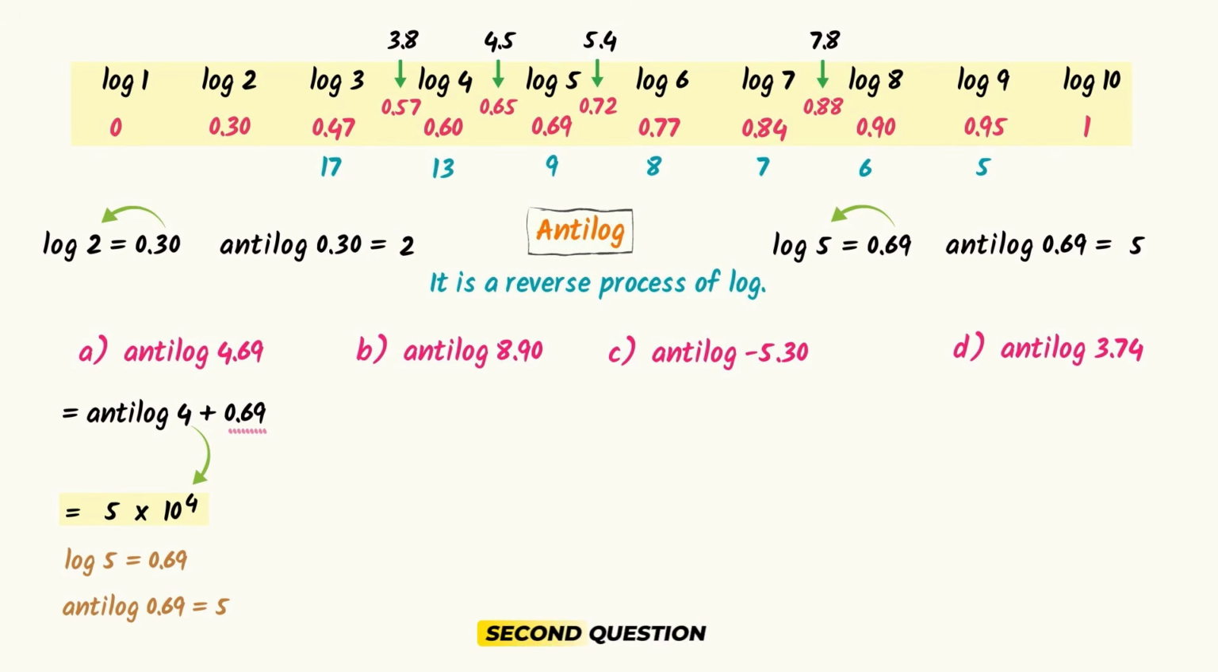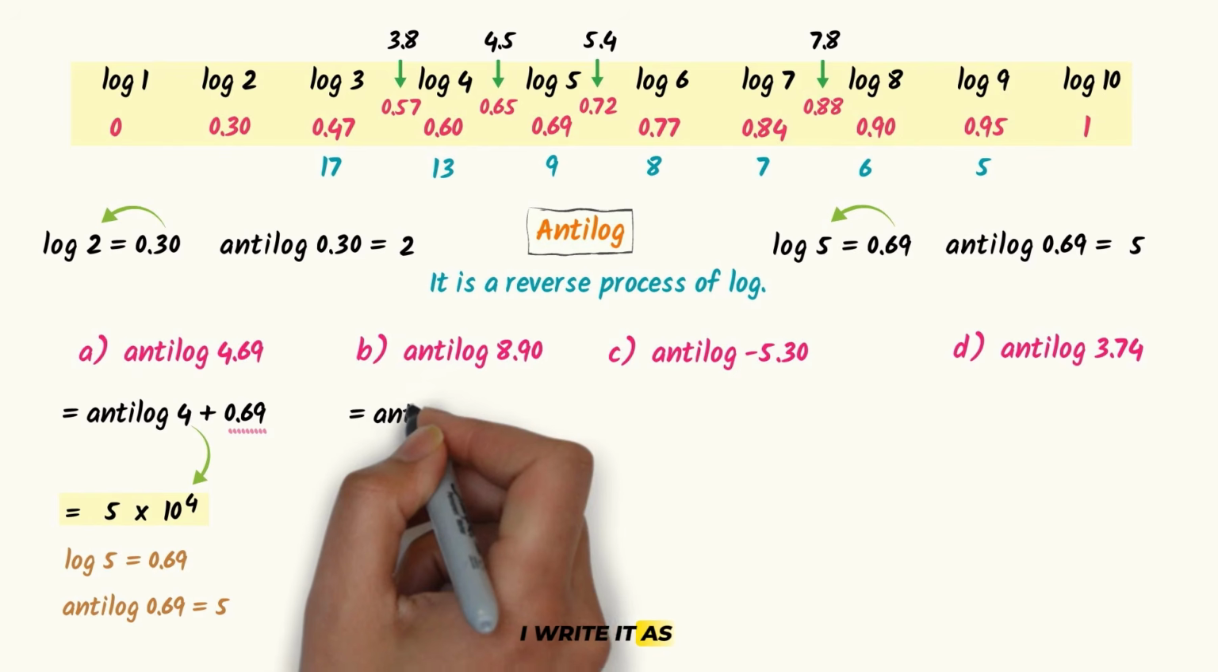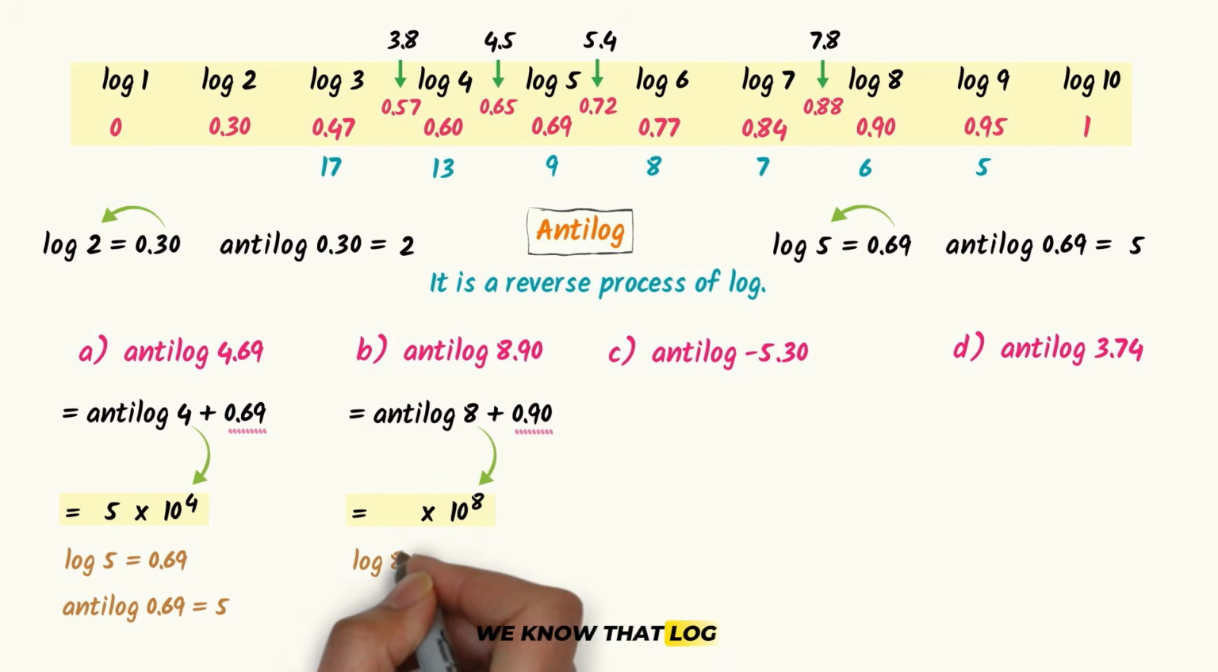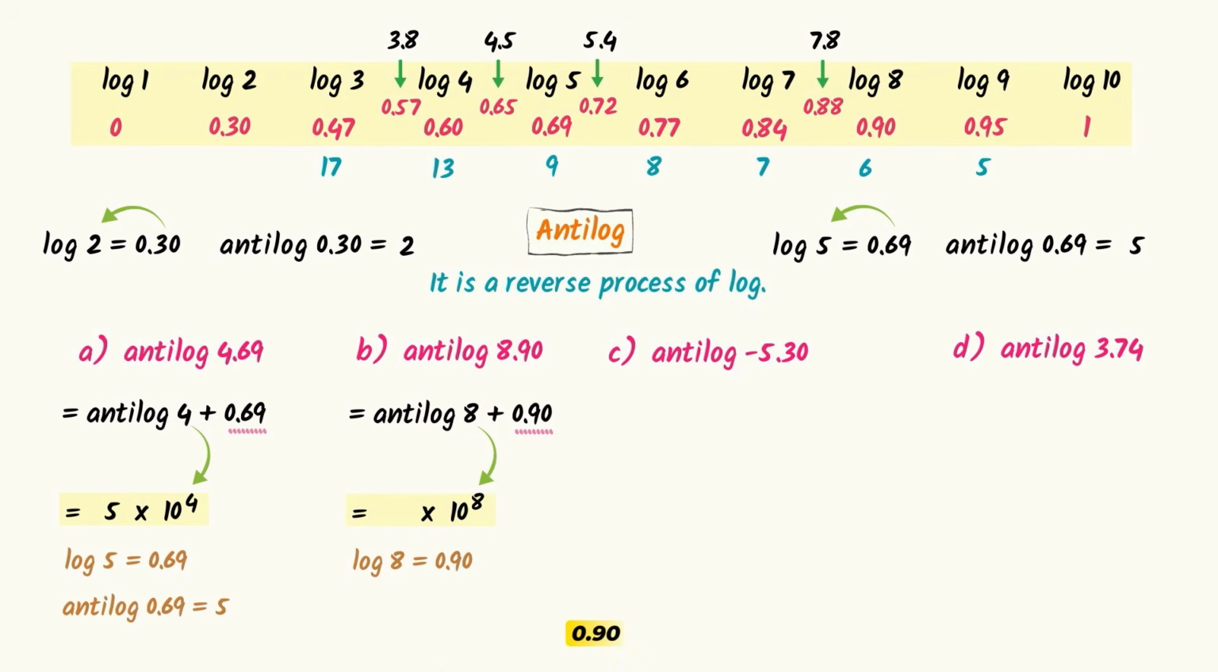In the second question, I write it as antilog of 8 plus 0.90. As usual, I write this 8 as 10 raised to the power 8. We know that log 8 is equal to 0.90. Then antilog of 0.90 is equal to 8. I write 8 times 10 raised to the power 8. Thus antilog of 8.90 is equal to 8 times 10 raised to the power 8.